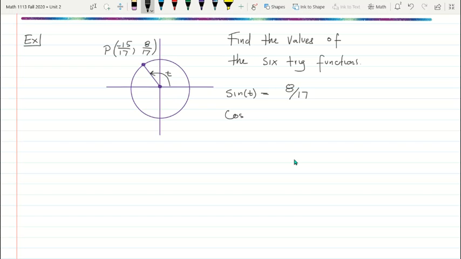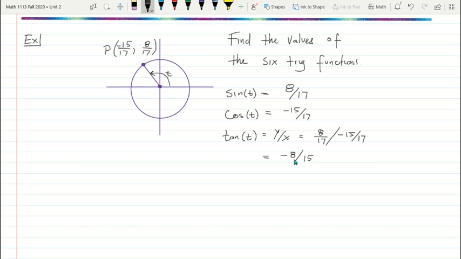The next function is cosine of t, which is equal to the x value. So whatever is in the x component is going to be the value of cosine. Then, a little bit more interesting, is tangent, which is x over y. Oops, sorry, y over x. And so, as we see there, we divide the y value by the x value. Okay, so once you carry out that division, you get negative 8 over 15, or just the negative outside in front of the numerical portion.